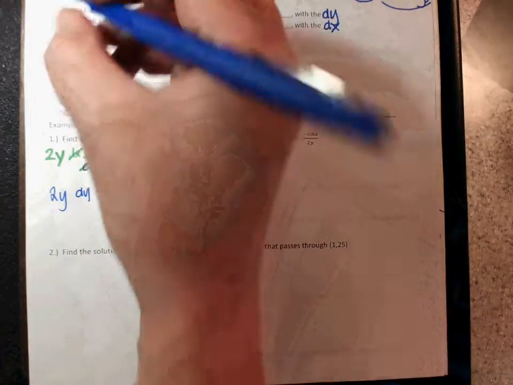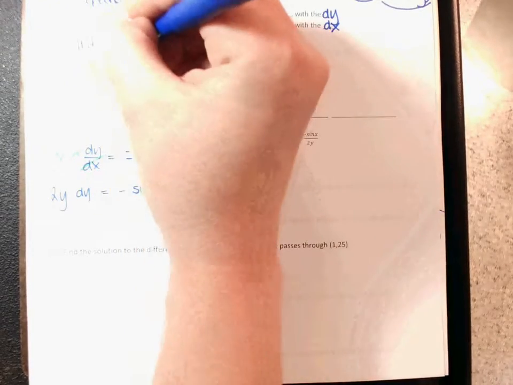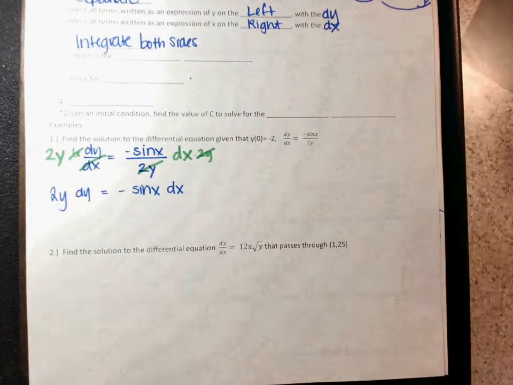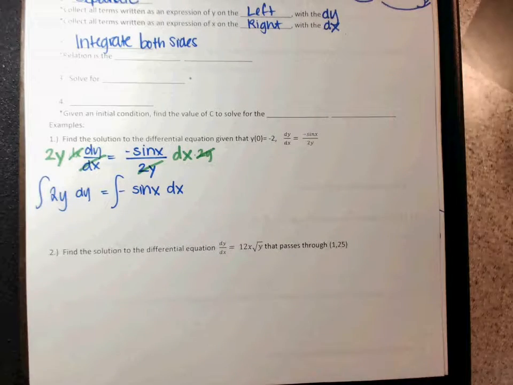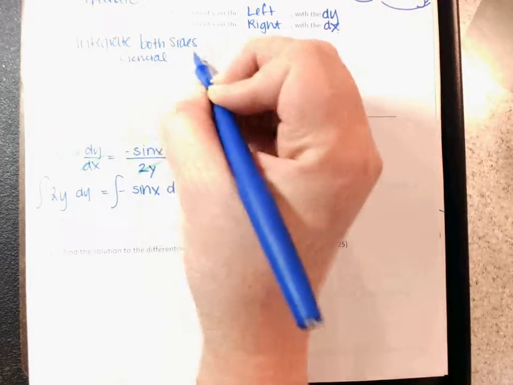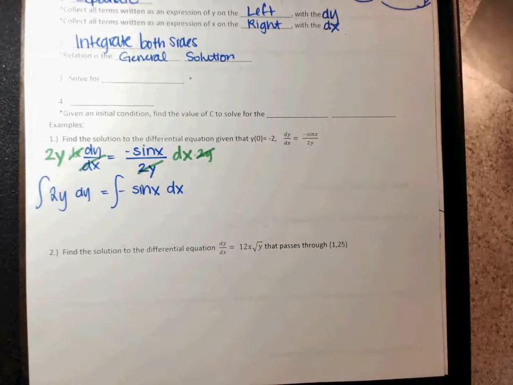Step number 2, you are going to integrate. And you are going to do it on both sides. So you're going to put an integral sign on each side. Antiderivative, yep. We're going to do the integral on both sides, and your solution will be the general solution. Now remember that general solutions always are going to have a plus c. So what is the antiderivative of 2y?